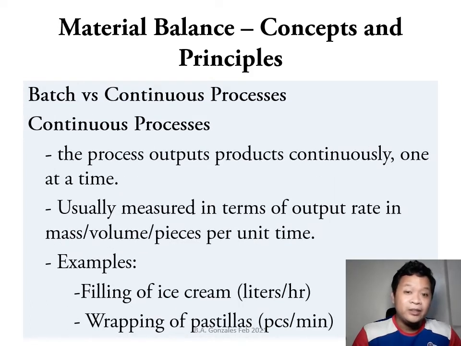On the other hand, yung continuous process na sinasabi natin is outputs are churned out one at a time continuously, or kung by volume siya, dire-diretso parang gripo. Okay? And usually this is measured in terms of output rate in mass, volume or pieces per unit time, such as when you are filling ice cream tubs, imagine nyo yung parang soft serve sa mga 7-Eleven except na malaking butas. So that's measured in liters per hour. Or let's say you're gonna wrap pastillas, that's in pieces per minute.